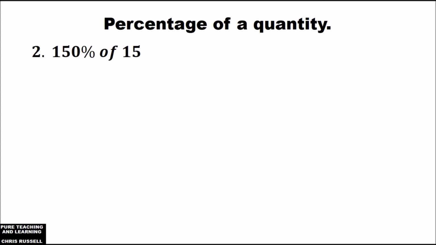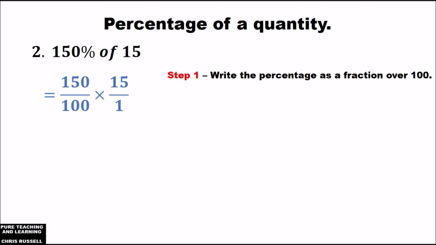150% of 15. So like before, we write the percentage as a fraction over 100. So we have 150 over 100 multiplied by 15 over 1. We simplify again using the diagonals in the multiplication sign by using the highest common factor. We can also look at the fractions. On the left hand side we have 150 over 100. And looking at those values, we know that the highest common factor is 50. So how many 50s go into 150? 3. How many 50s go into 100? 2.